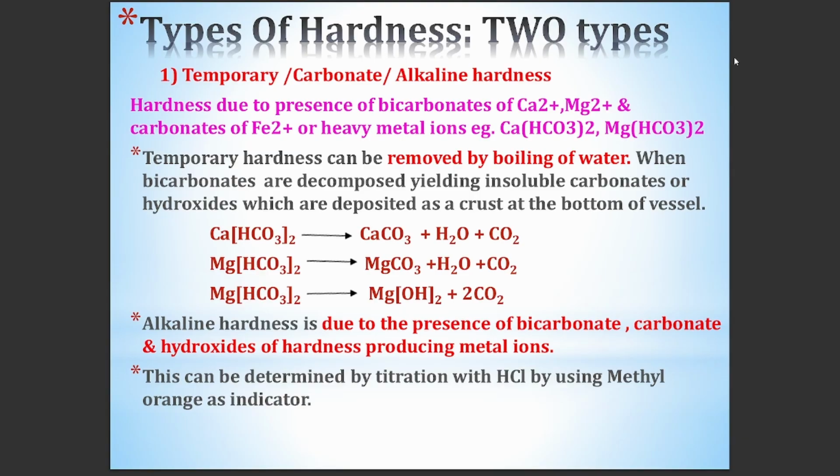Here, these are the types of hardness. As we discussed, hardness is of two types: one is temporary hardness and the second is permanent hardness. What is temporary hardness? It is also called carbonate hardness and alkaline hardness. Hardness due to the presence of bicarbonates of calcium, magnesium and carbonates of Fe2+ or heavy metal ions is called temporary hardness. The name itself indicates these salts are temporarily present in the water, because this type of hardness can be easily removed from the water by just boiling the water.